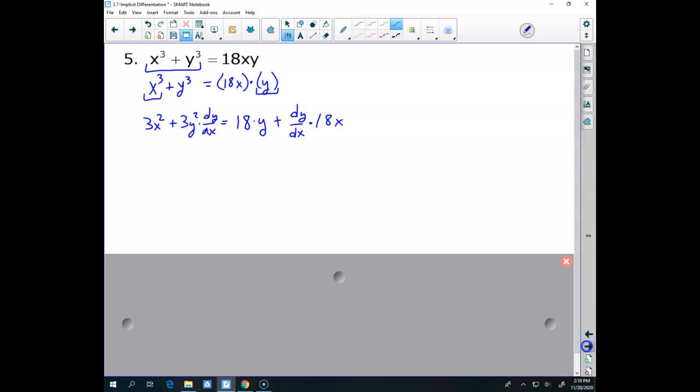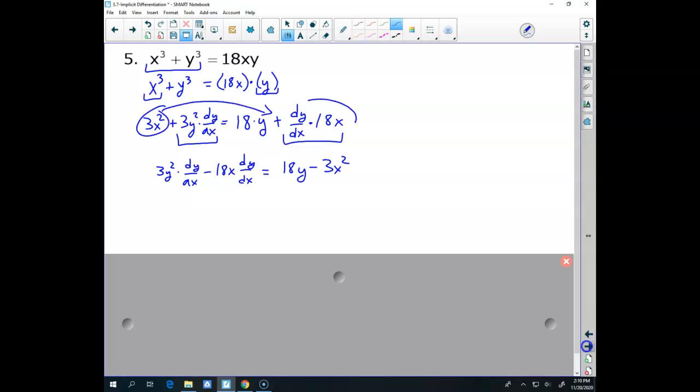Whoa, things are getting a little wonky on me now. See how I got a dy/dx on both sides? Well, I need to get those on the same side, and I want to get all my other stuff on the other side. So I'm going to look at this as a 3y squared times dy/dx minus 18x dy/dx equals 18y minus 3x squared. So hopefully you see I just moved this guy over here. I moved this one over to this side of the equation because I got to get dy/dx alone.